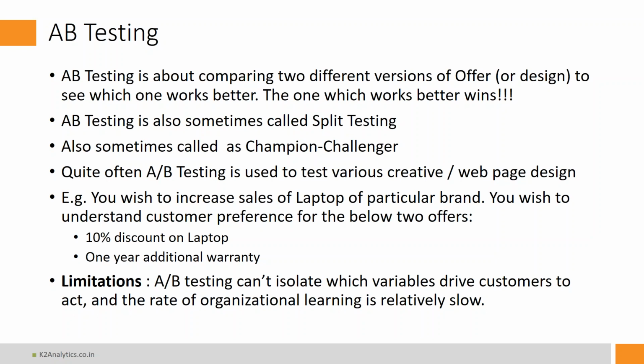Limitations: A/B testing can't isolate which variable drives customers to act. This is a limitation, and as such it just tells which of the two is better.